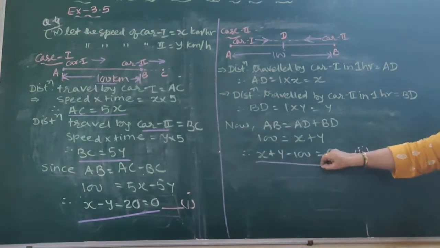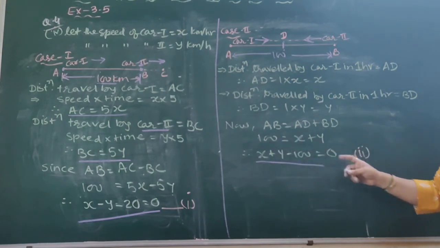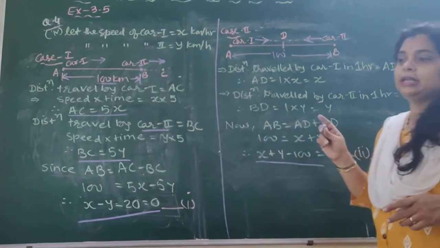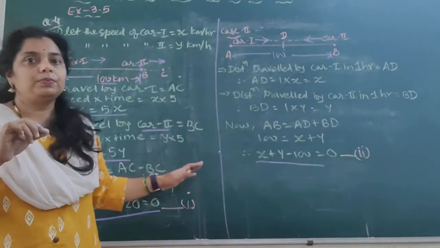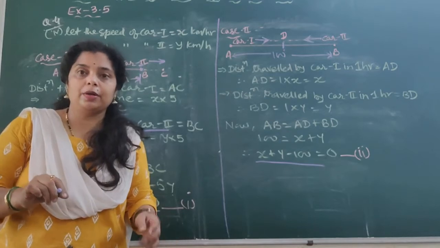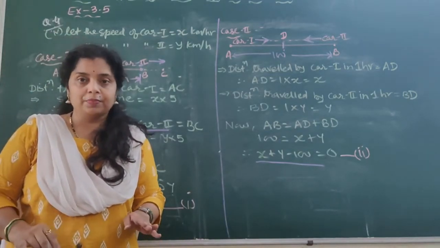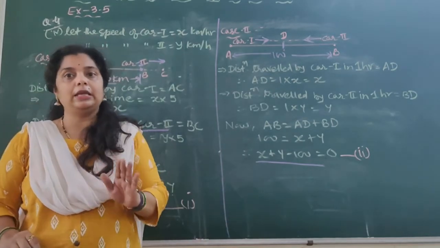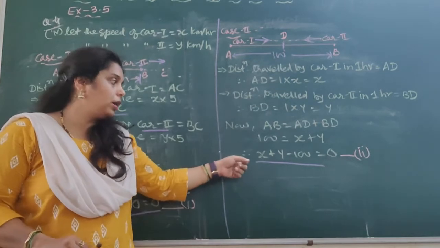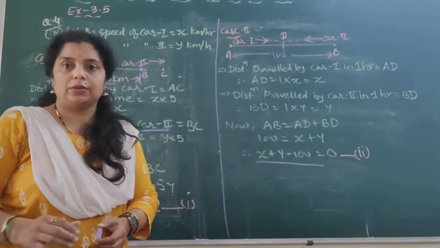And x plus y minus 100, when 100 goes to the other side, is equal to 0. This is the second linear equation. This is the way we can solve this type of example, mostly asked as a 4-mark question. Very, very important. Is it clear? After getting a pair of linear equations, you can apply any method to get the values of x and y. Okay, let's move to the last one.